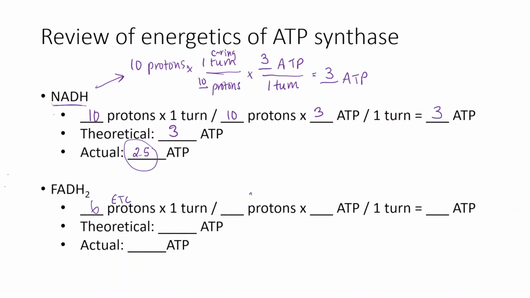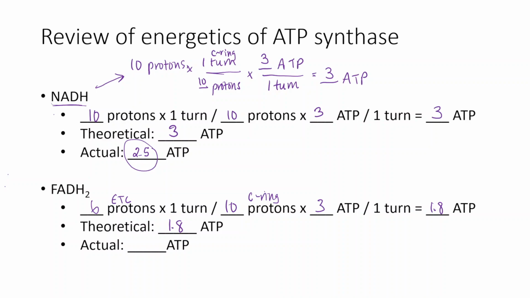And then for our C ring, how many protons give one turn? It's still 10. And how many ATP do we get for every one turn of our ATP synthase? Still 3. So now if you do this math, how many ATPs does that give you? Yeah, 1.8. So our theoretical number is 1.8.